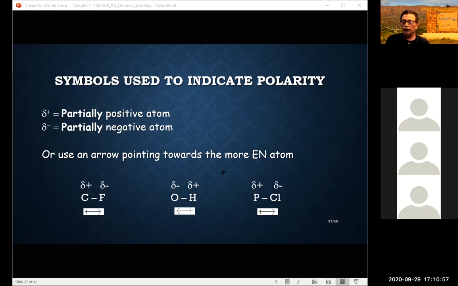Now, how does this affect us? You may have one time taken a balloon, rubbed it on your head, right? And then placed it on your chest. It stuck, did it not? Why would it stick?